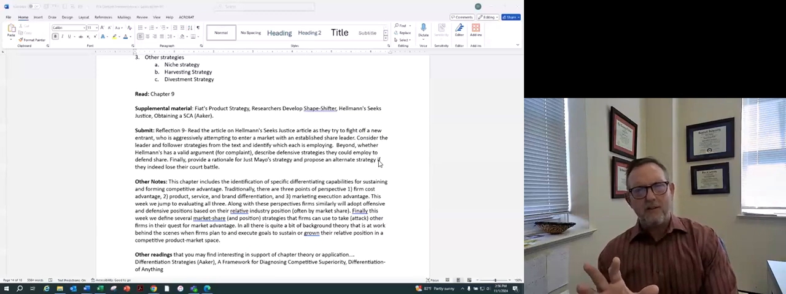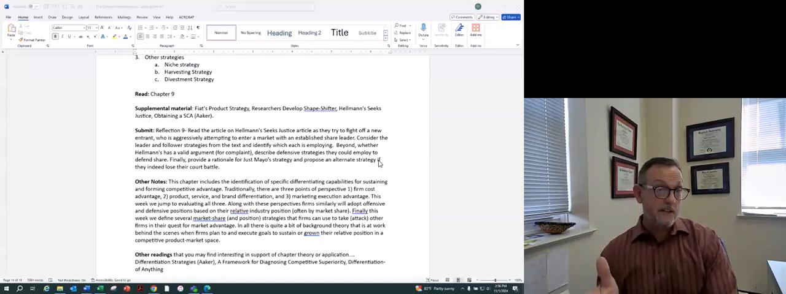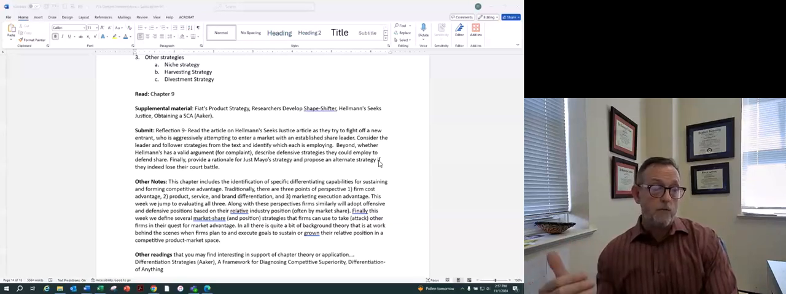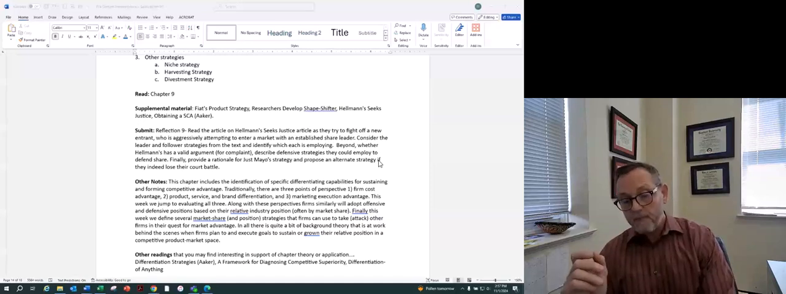And then there are a couple other supplemental readings that are available if you are interested, again, in pursuing this. So the differentiation strategy and the differentiation of anything, those are two different articles. And then there's a journal piece, the framework of diagnosing competitive superiority. Again, those are a little bit denser, a little bit deeper, but they push you into the material a little bit more. Those would be for folks who really want to know more about this topic and want to get into this a little deeper. Then those are there for you.